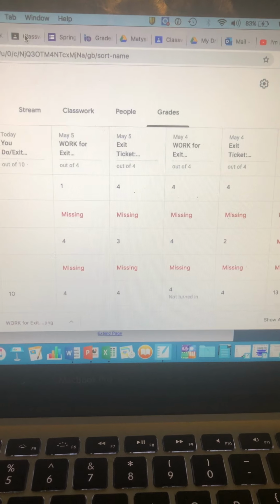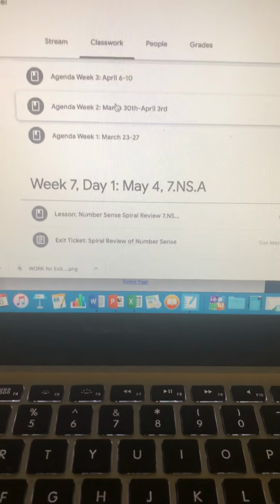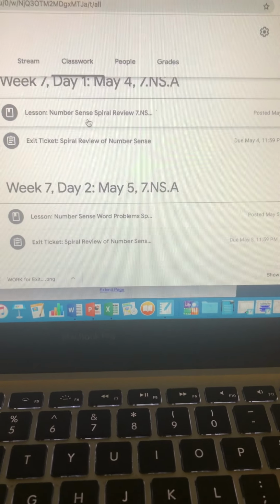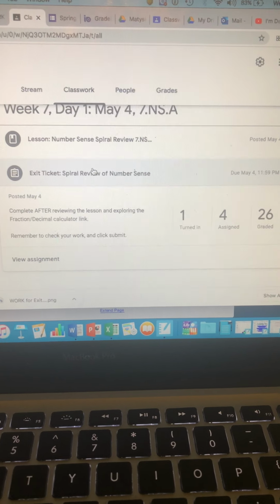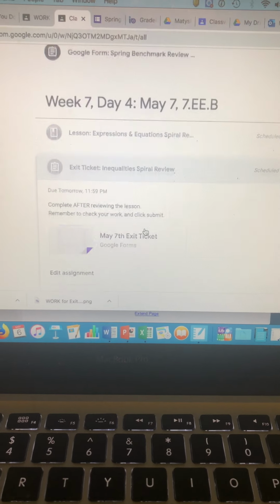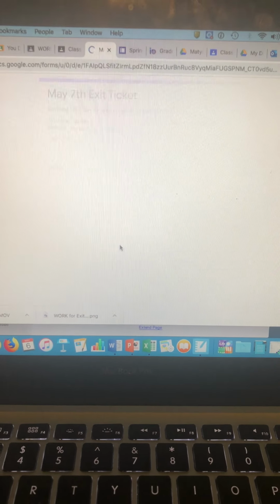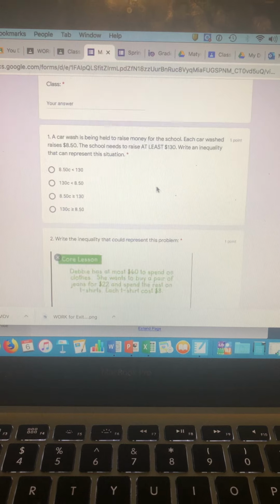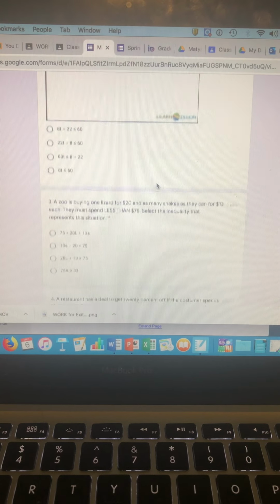Let me go here. Okay, so we'll go down to, where is it, day 4? No, that's day 1, sorry. Where am I? Here we go. Okay, so then you click here, you have your exit ticket. It'll come up, and then you'll answer your 4 questions on the inequalities, okay?